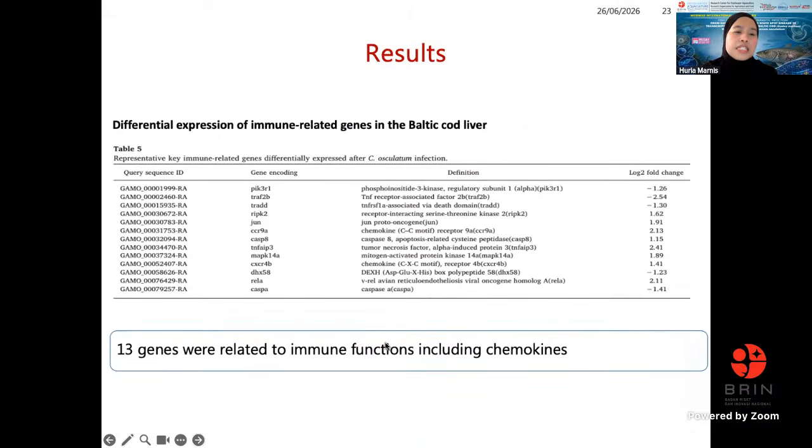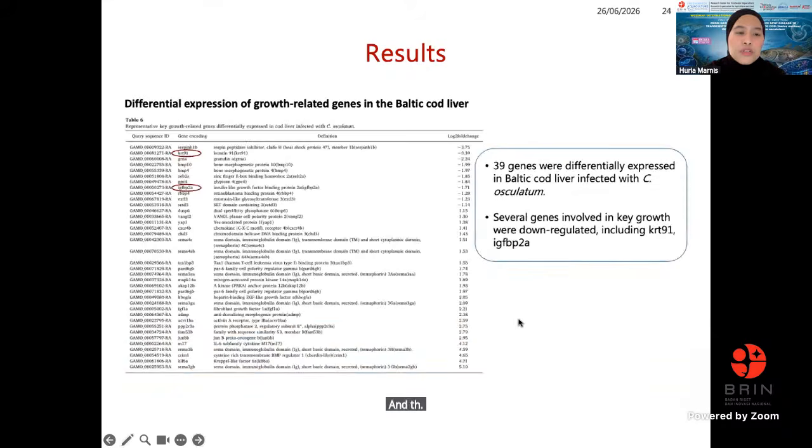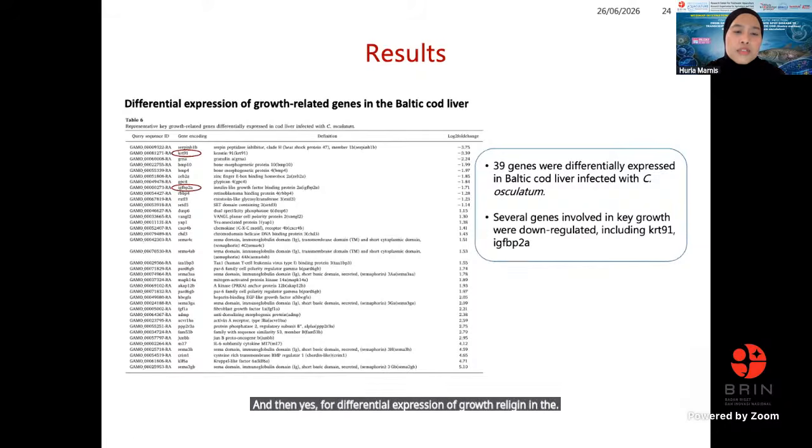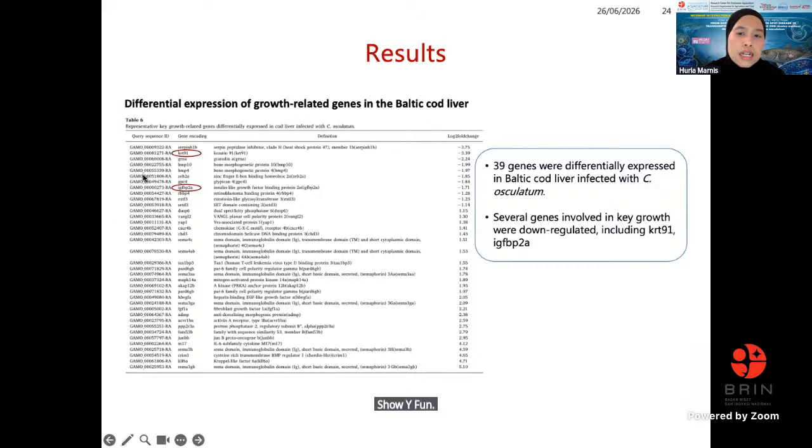Okay, for differential expression of immune-related genes in multi-code liver, we found around 13 genes related to the immune function, including chemokine. So yes, some genes also relate to the chemokine here. And then for differential expression of growth-related genes in the multi-code liver, we found around 39 were differentially expressed in multi-code liver infected with the parasites.